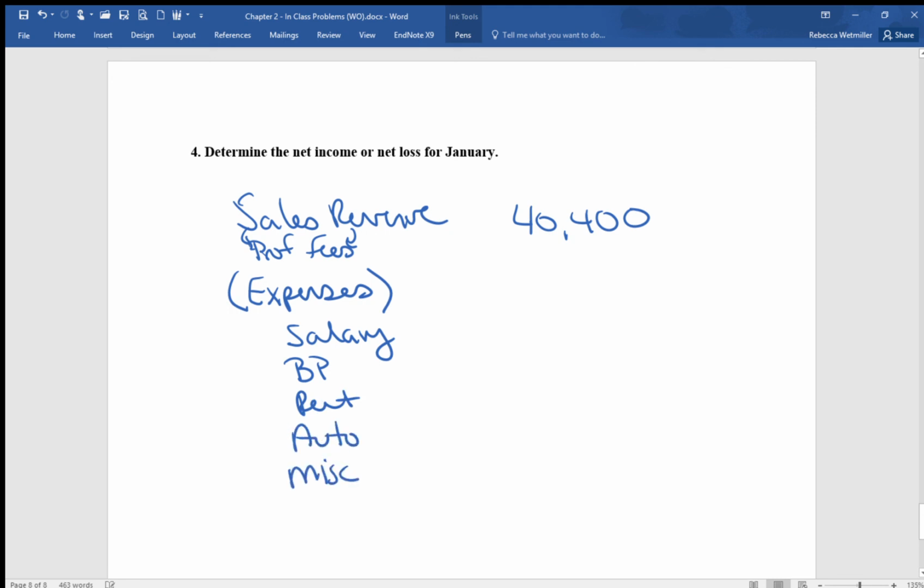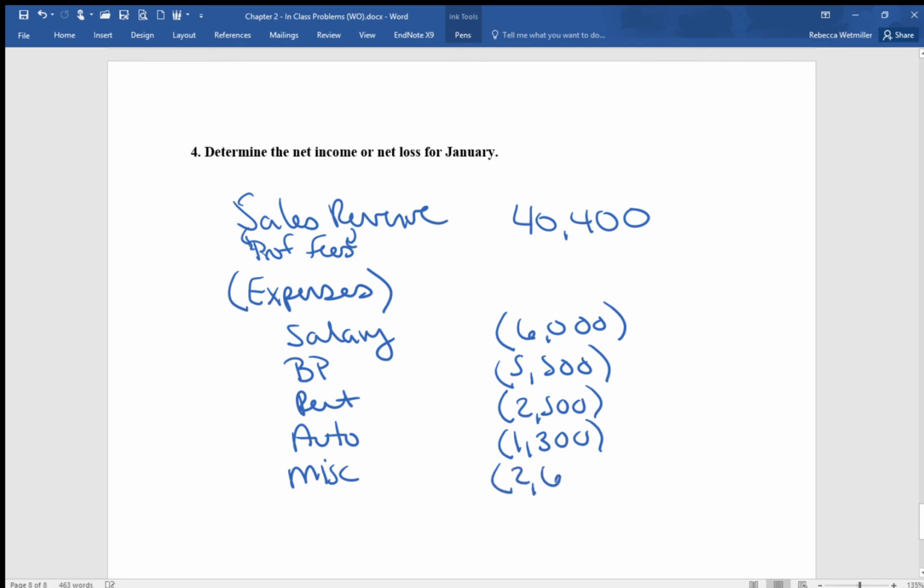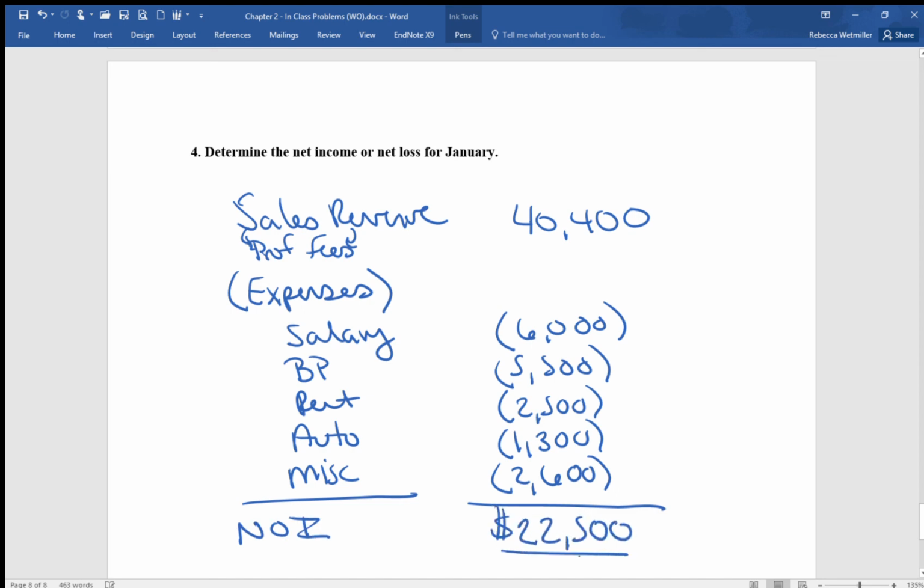So if I go to my trial balance and pull all those numbers over, take out salary of $6,000, blueprint of $5,500, rent of $2,500, auto of $1,300, and miscellaneous of $2,600. We would come up with a net operating income of $22,500.